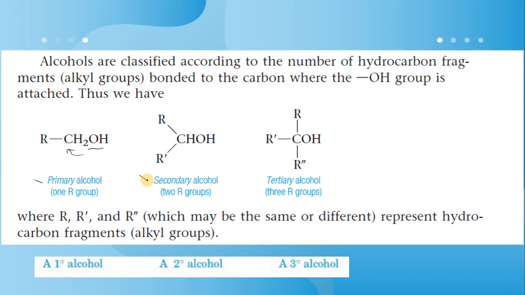So if there's just one that connects to this main carbon, that is what you call a primary alcohol, or a 1-degree alcohol. Next, if this C that holds your OH is attached to two other alkyl groups, this is a secondary alcohol. So it's a 2-degree alcohol. If your C, where your OH is attached, is connected to three other groups, this is a tertiary alcohol, or a 3-degree alcohol.